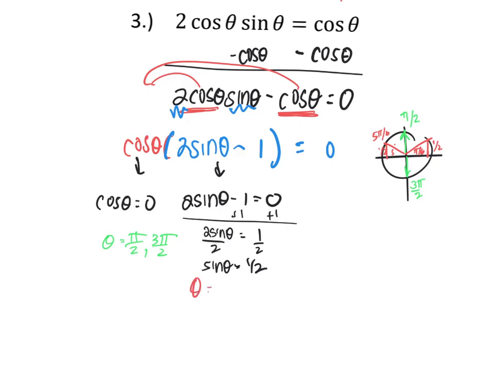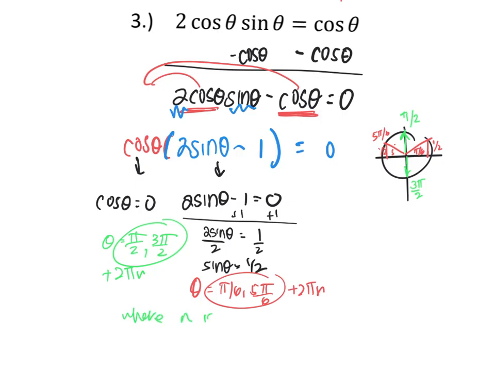Okay, so then these values are pi over 6, 5 pi over 6, and again, we want to add 2 pi n, where n is an integer.